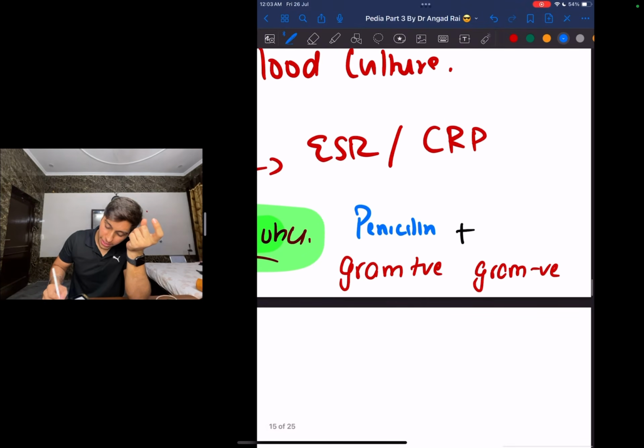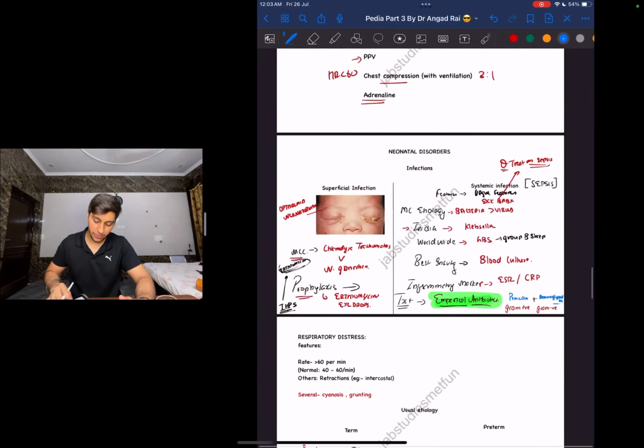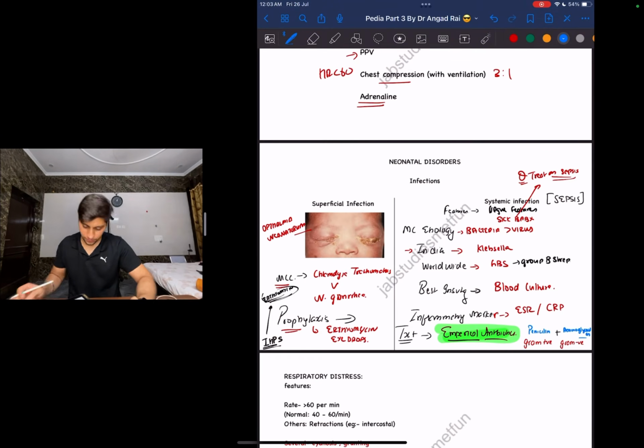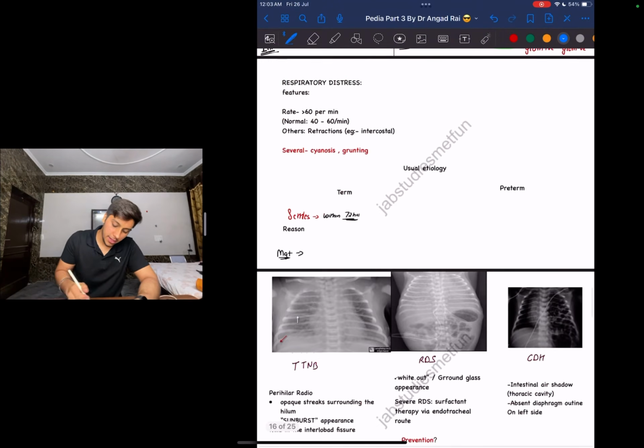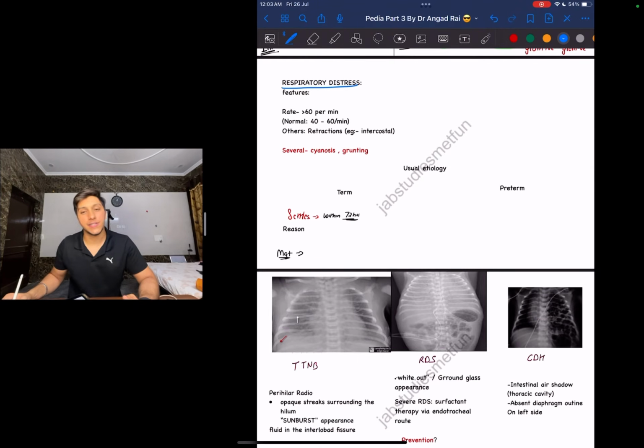And for gram negative, we are going to give aminoglycosides. Okay, so that is your empirical antibiotic, and that is your treatment for sepsis. Next topic, guys. Let's talk about respiratory distress.